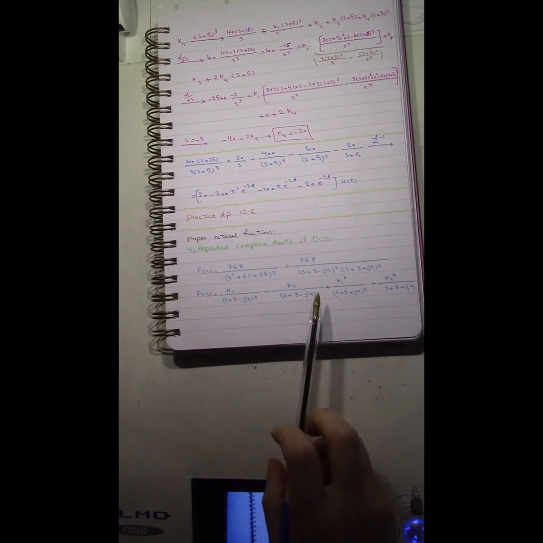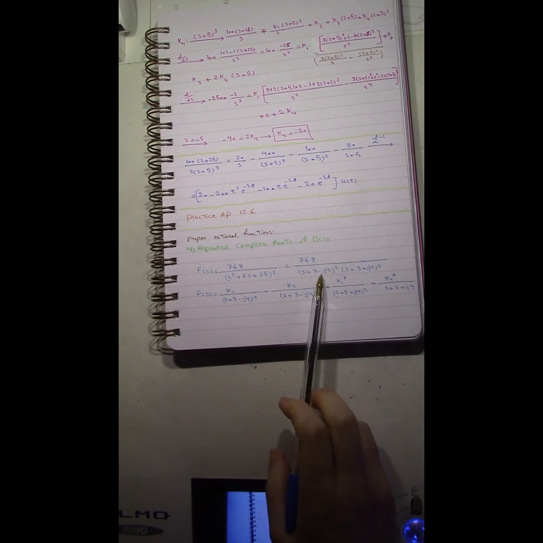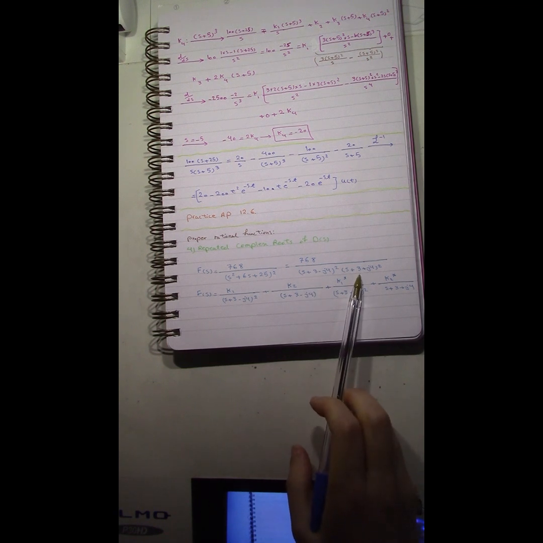Why repeated? Just squared. Because of the squared over here and squared over here, I have two roots at -3 plus j4 and two roots at -3 minus j4. So I have repeated roots and the roots are complex. So the procedure for repeated complex roots of D of s.